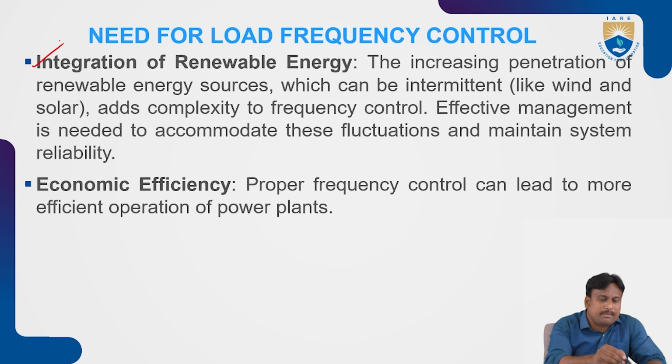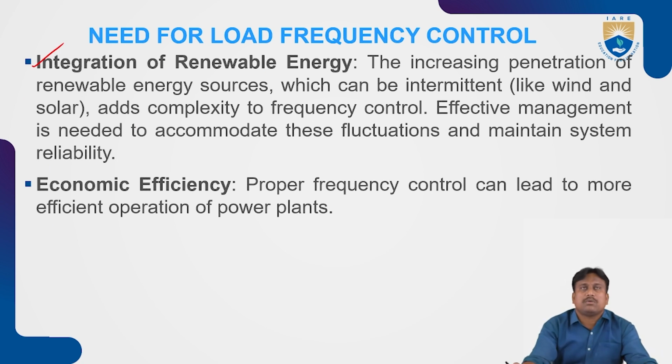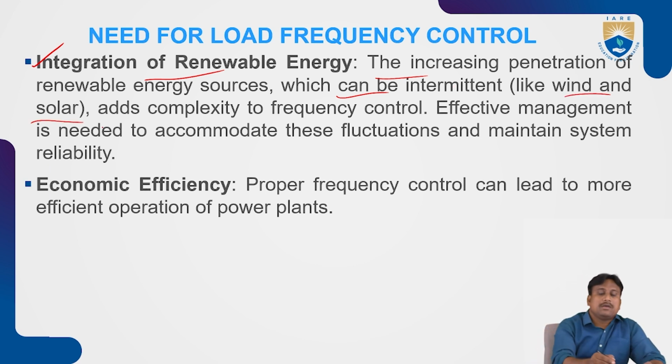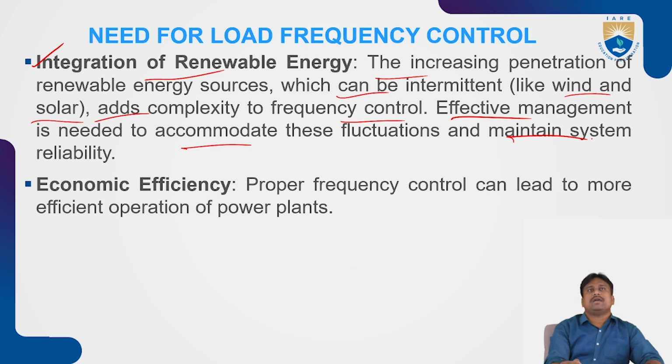And one more parameter impacting load frequency control operation is the integration of renewable energy. This also plays a key role in the power system network. That is the increasing penetration of renewable energy sources, which can be intermittent. Intermittent means like wind and solar. This intermittency has to be considered, which adds complexity to the frequency control operation. So effective management is required to accommodate these fluctuations, which will help maintain system reliability in the case of integration of renewable energy sources.